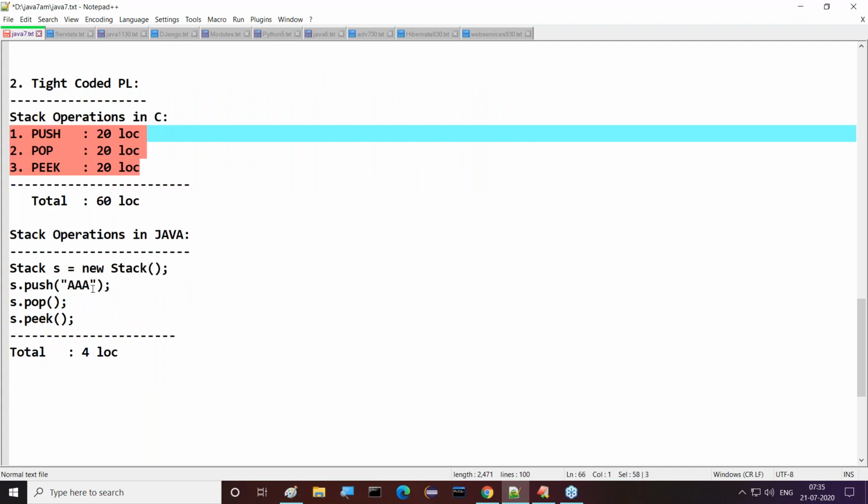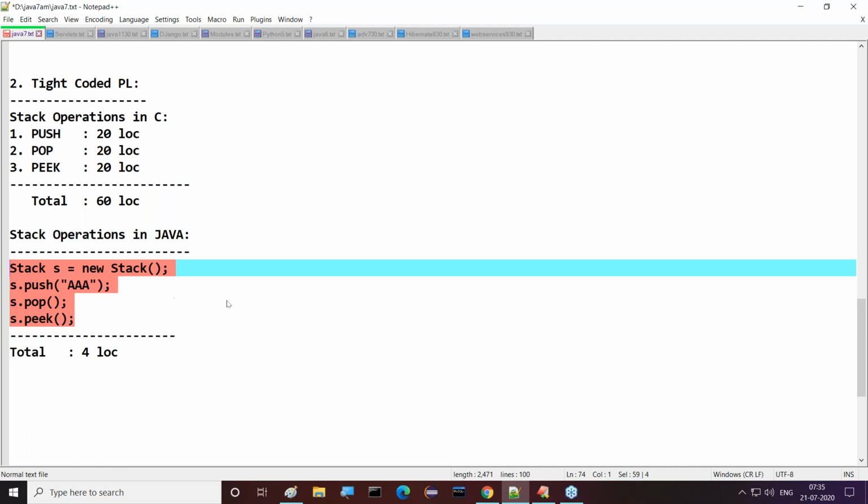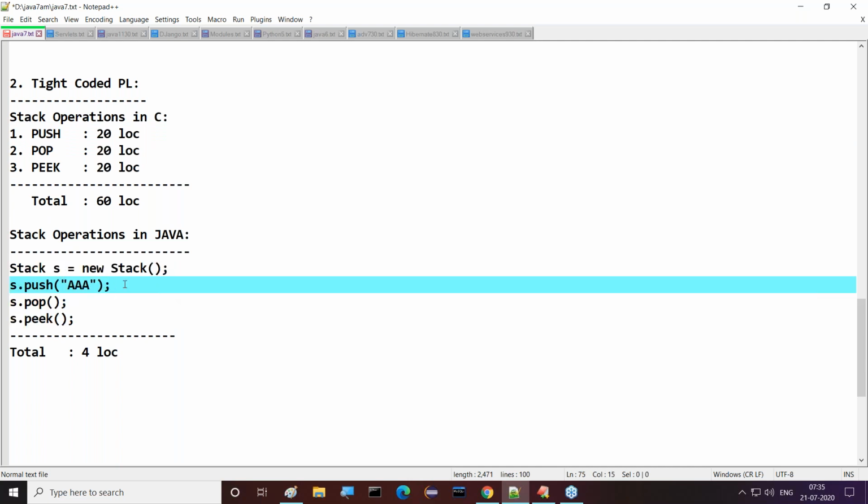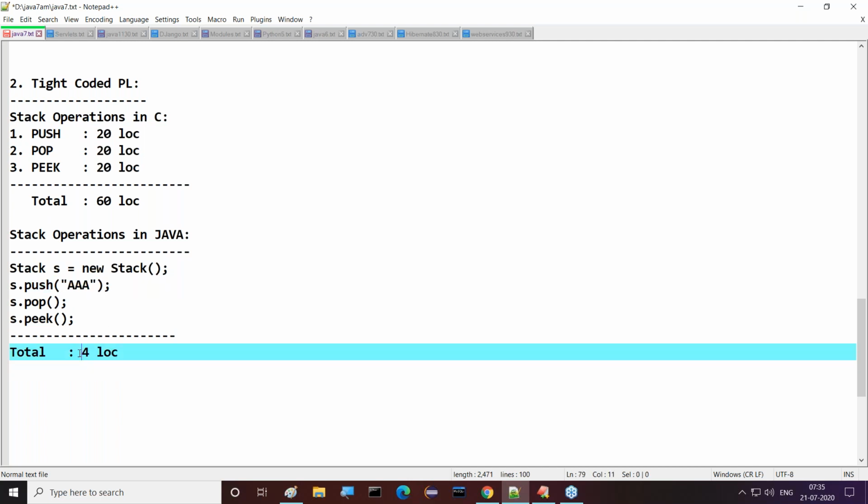But in the case of Java, if I perform the stack operations: Stack S is equal to new Stack, S dot push of AAA, S dot pop, and S dot peek. How many lines of code is sufficient here in this case? Just 4 lines of code is sufficient or not? Exactly. See, observe this clearly.